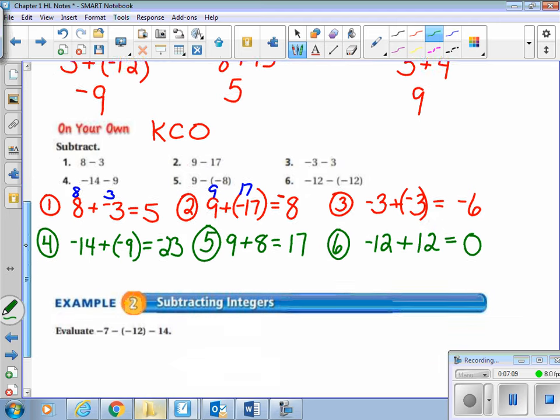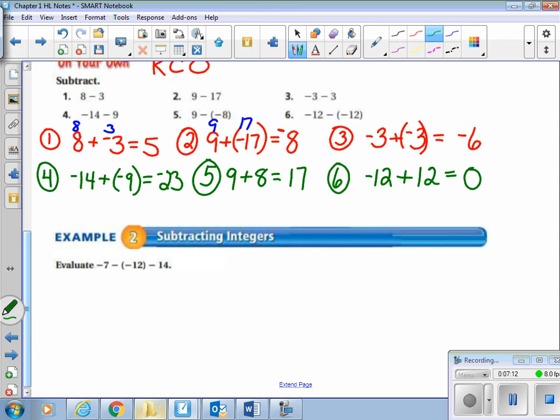Moving on to example 2. Now we're subtracting more than 2 integers. We now have 3 integers that we're going to subtract. So we could break it up and just start with the negative 7 minus negative 12. Using keep, change, opposite, I've got negative 7 plus the opposite of negative 12 would be positive 12. My signs are different, therefore I'm going to find the difference. So 12 minus 7 is 5. I then have to check for my absolute value. The absolute value of negative 7 is 7. The absolute value of 12 is 12. Since 12 is greater than 7, we're going to take the sign of the 12, which was a positive, so we've got positive 5.